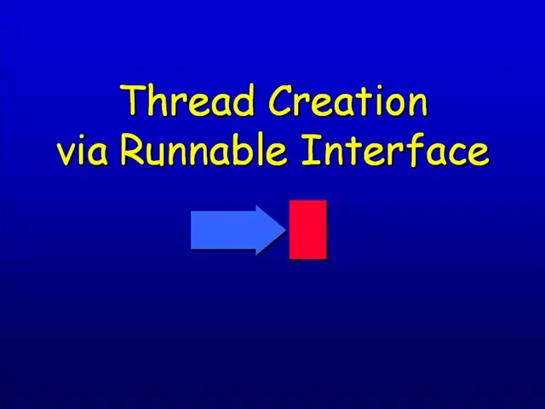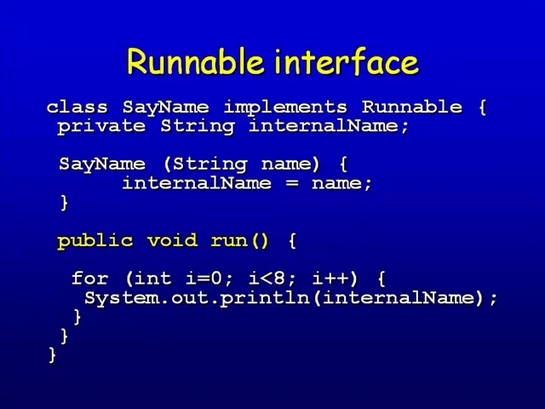This is Dr. C. We're going to be talking about thread creation via the Runnable Interface. Now, the Runnable Interface is available because, as you know, in Java you can only inherit from one class. So if you do the subclassing from thread strategy, then you're limiting your inheritability for other classes.